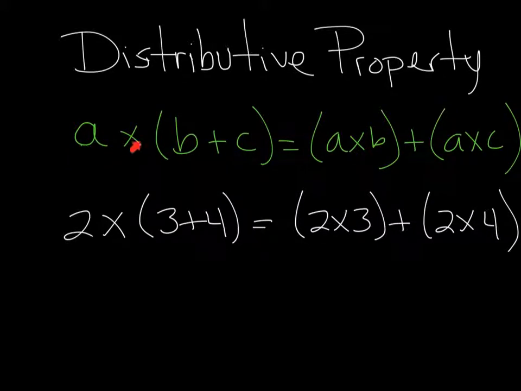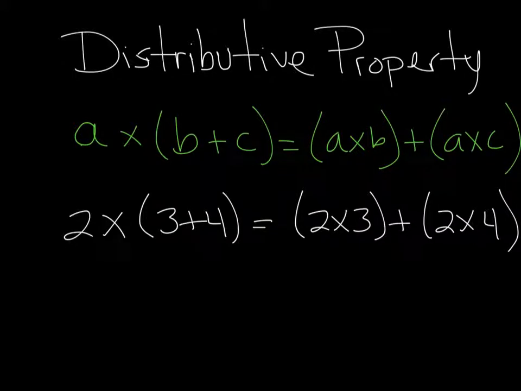The distributive property says that when you take a number like A and multiply it by two numbers grouped in parentheses, B and C, you're then allowed to take A and multiply it by B, and then add A multiplied by C, and you'll get the same answer. Now that is complicated when you hear it said that way.